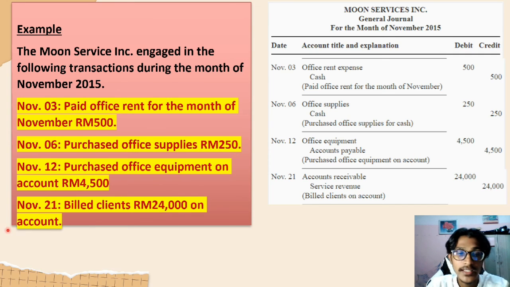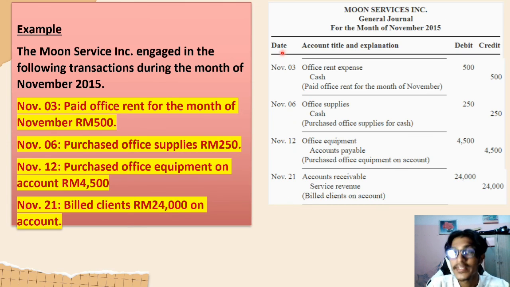And lastly, November 21st, bill client 24,000 on account. The accounts involved in this transaction are accounts receivable and service revenue. The debit and credit amount is 24,000, the narration is bill clients on account, and the date is November 21. So this is the format that we have to follow in order to record in the general journal.